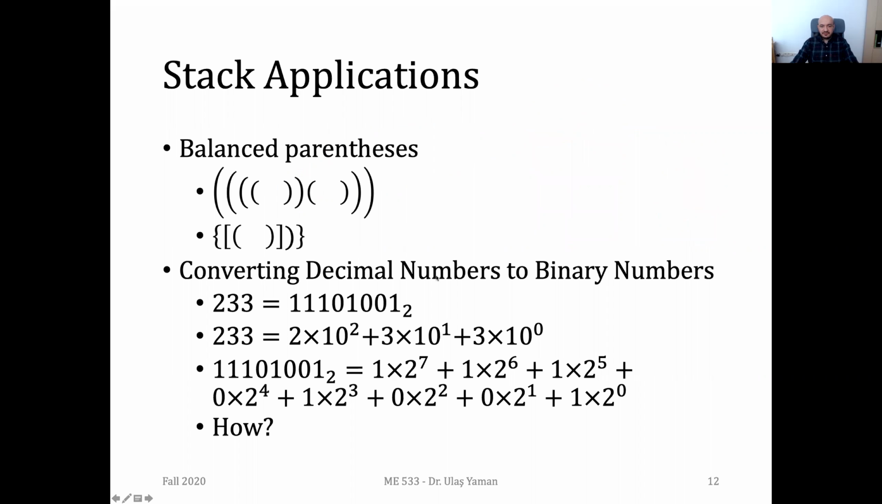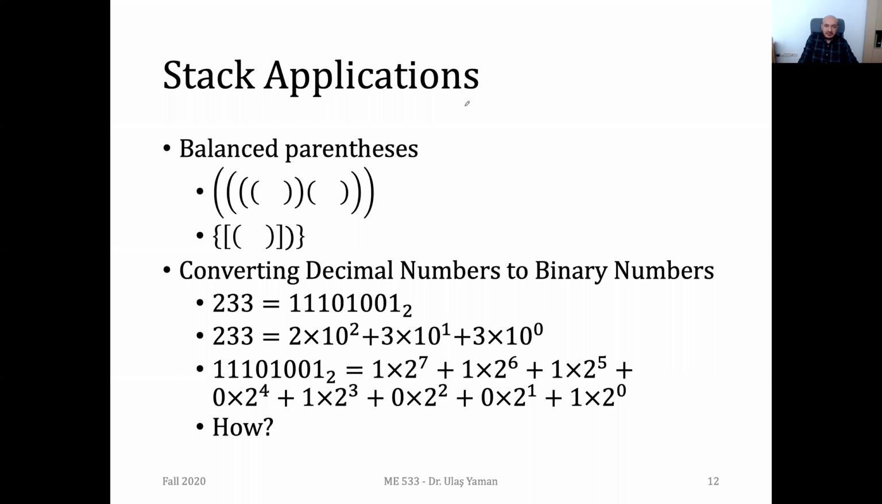And then we have another example. This is converting decimal numbers to binary numbers. So how are we going to use a stack data structure to convert a decimal number to a binary number? Any idea, guys? If you have gone through the lecture notes in advance, you should know how we are going to do. Do you remember from your high school years or maybe some other courses, how you do this conversion?